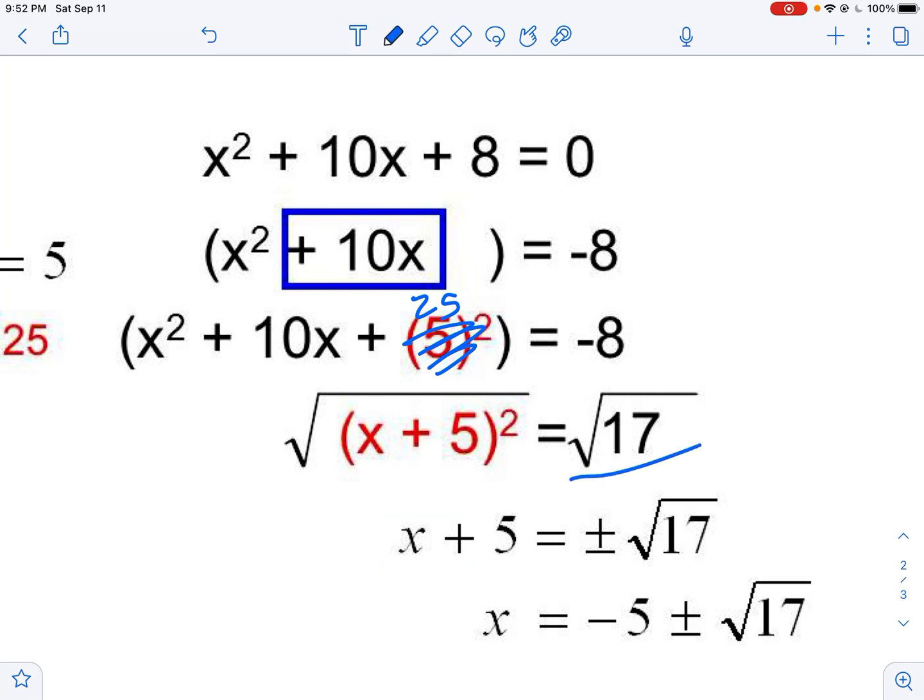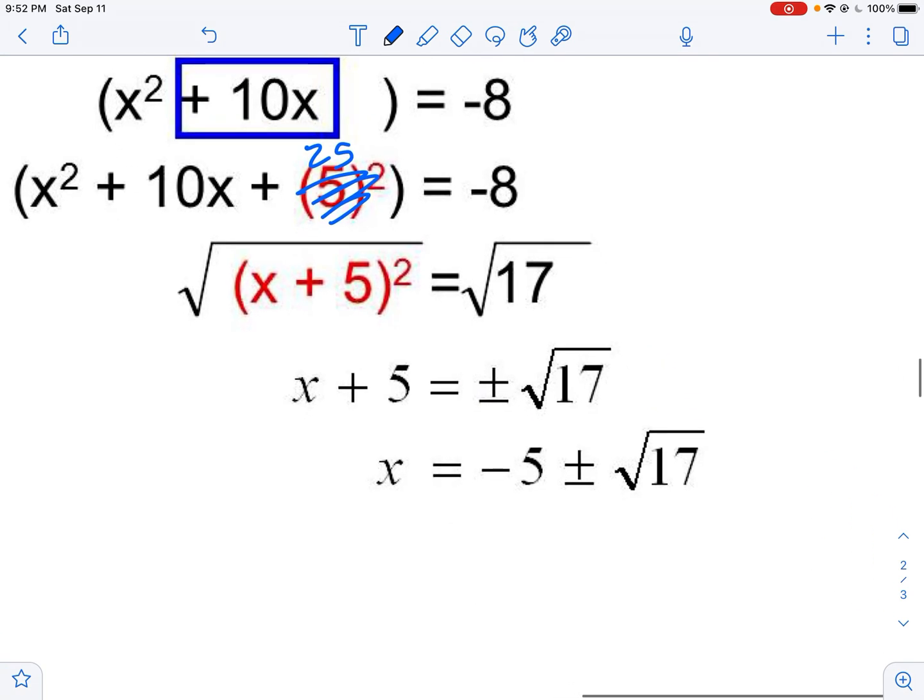But on the right side, the square root of 17 is not a nice number. It's an irrational number. It's infinitely long. It doesn't repeat in the decimal. And so we're just going to leave it as square root of 17. But make sure we put the plus or minus on it. That's an important part of it. And now to solve for x, we're just going to subtract 5. And what that does is it gives you negative 5 plus or minus the square root of 17.